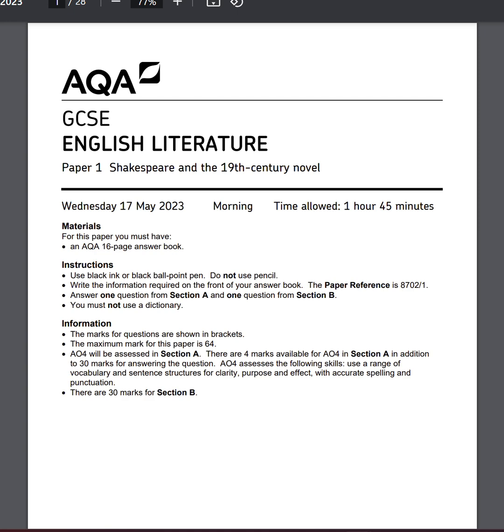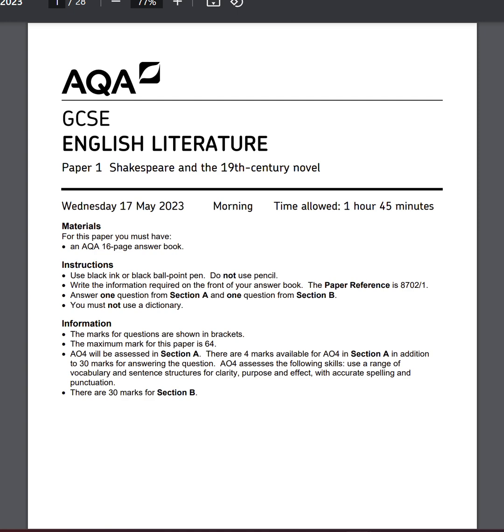You will also be given a booklet that you are expected to write in, which will be separate to this, but that will be provided for you in the exam. This is your question paper. The instructions ask you to use black ink, and the instructions tell you that there is a source, a section A, and a section B. So that will be section A being the Shakespeare, section B being the 19th century novel.